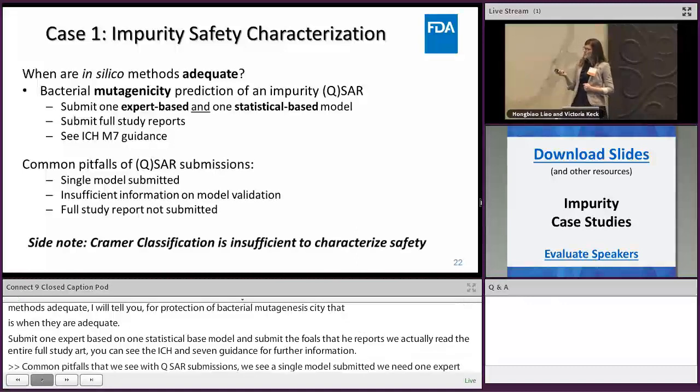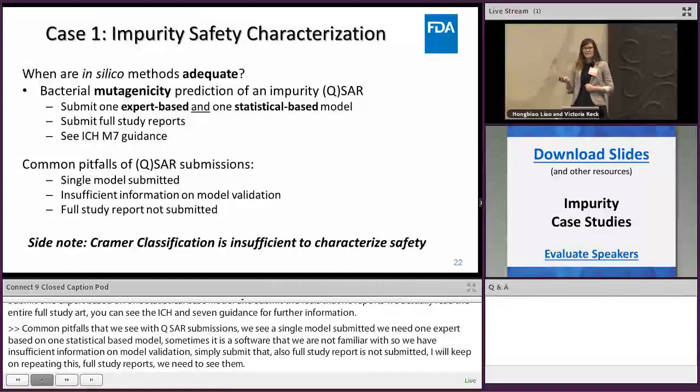And I have a side note here, Kramer classification. Very often in conjunction with these in silico predictions, we're seeing Kramer classification being relied on to justify your limits. And this is considered insufficient to characterize safety because it's based on classifying compounds by their structure, and the methods are not validated for the endpoints that Kramer classification is predicting. It doesn't really cover all of the endpoints that we look at for drug safety review.